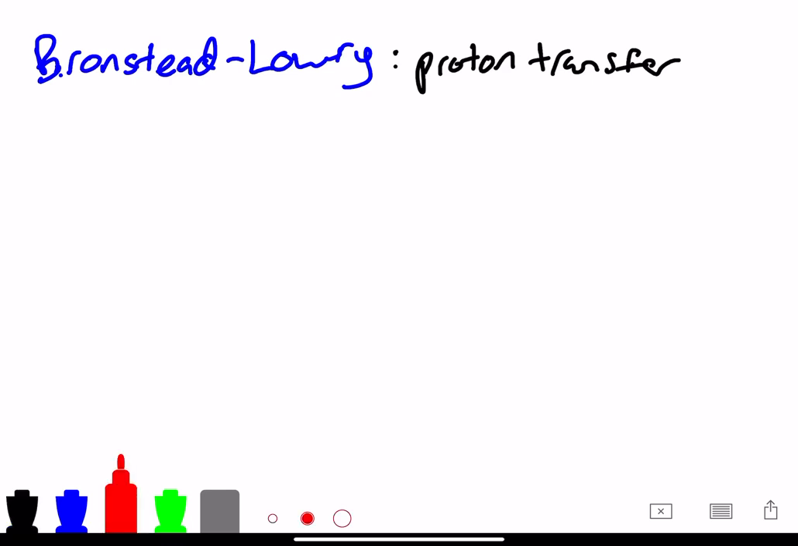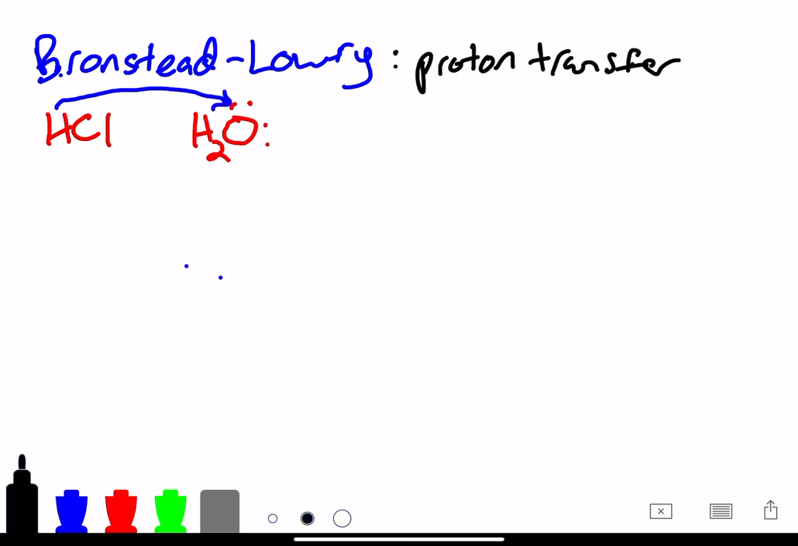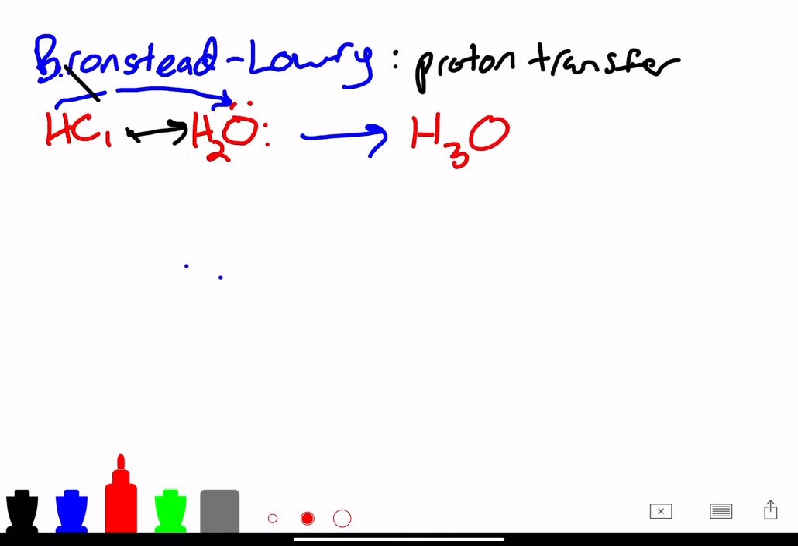And again, HCl is going to fall into this category. If we have HCl here, what we have is the donating of a proton to the water molecule, giving us a positively charged water molecule. So the acid is something that creates this.